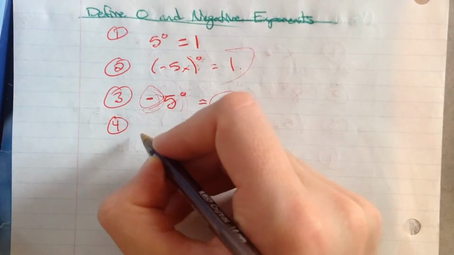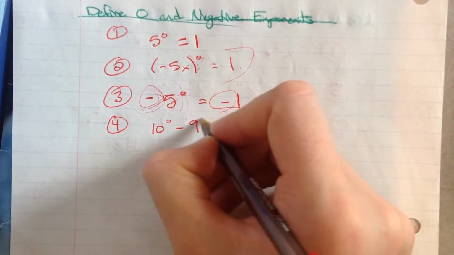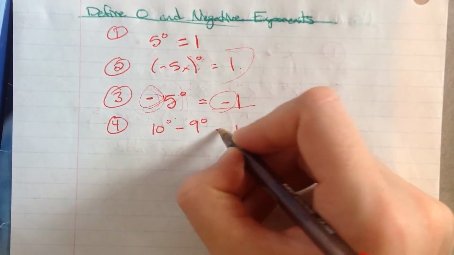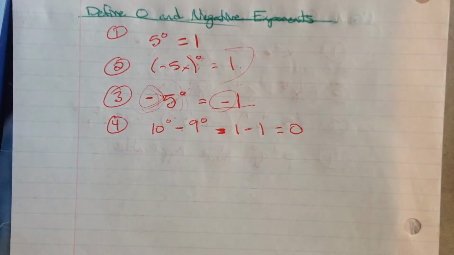What if I have 10 to the 0 minus 9 to the 0? Well, 10 to the 0, 1. Minus 9 to the 0, 1. So that's just 0.